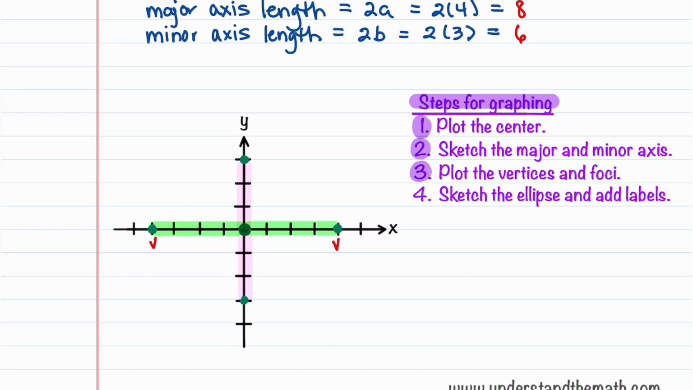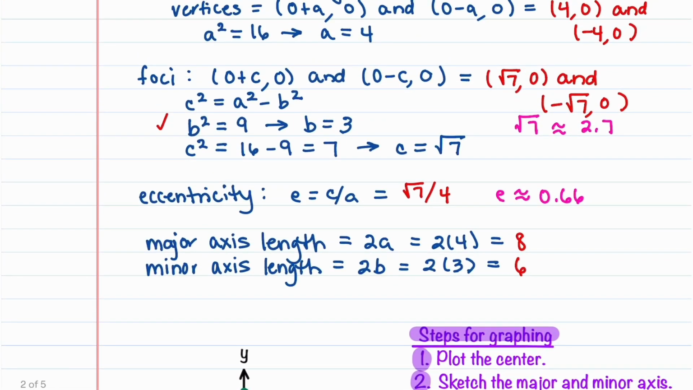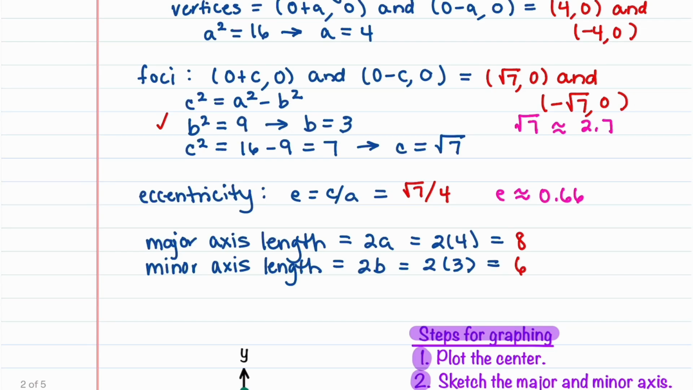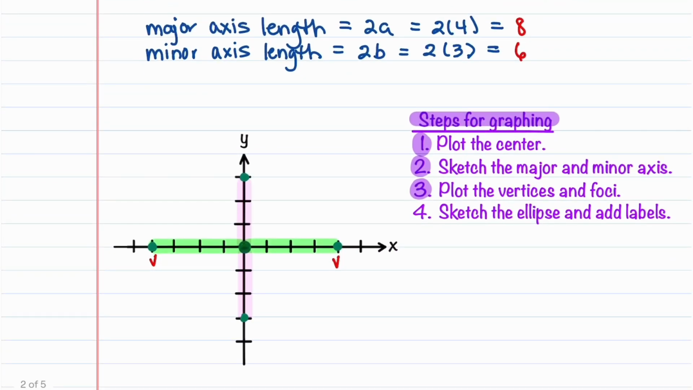The foci, let's go back up here and see what they are. They are root 7, 0, and minus root 7, 0, and root 7 is 2.7. So let's march out 2.7 units to the right and 2.7 units to the left. And those are our foci. We'll put a little F there for the foci. Now we can go ahead and just sketch the ellipse, and then we'll add labels.